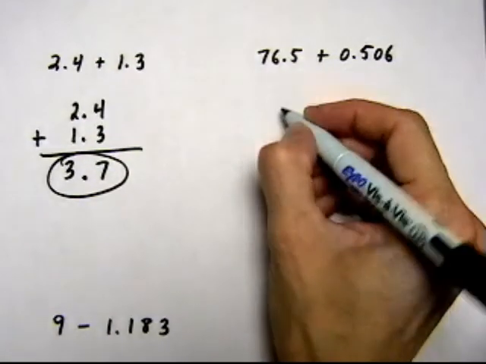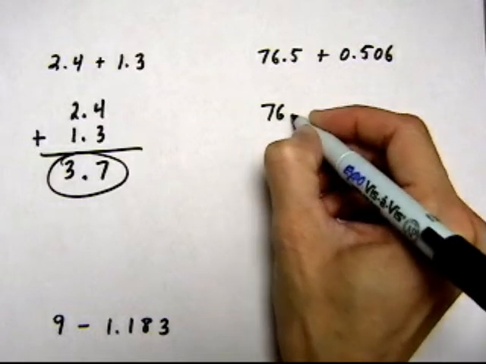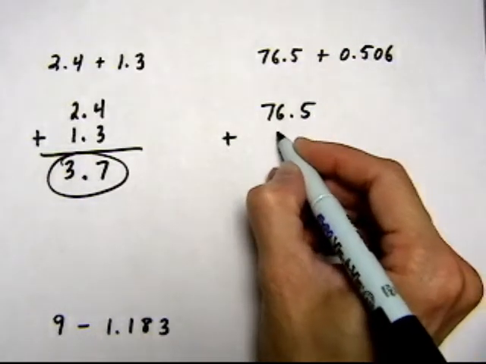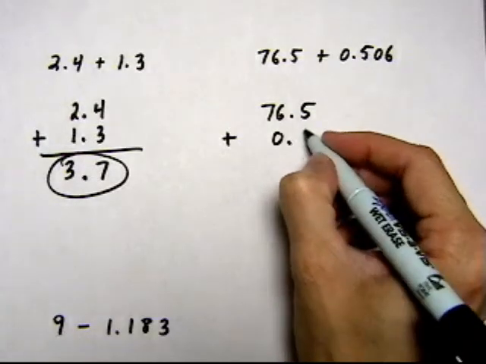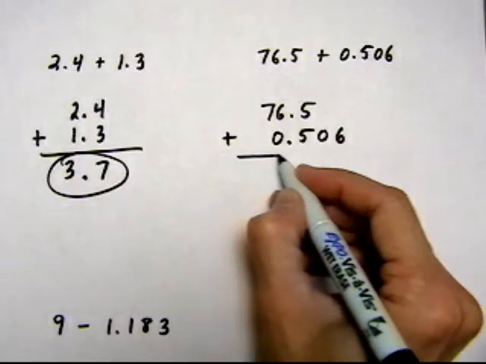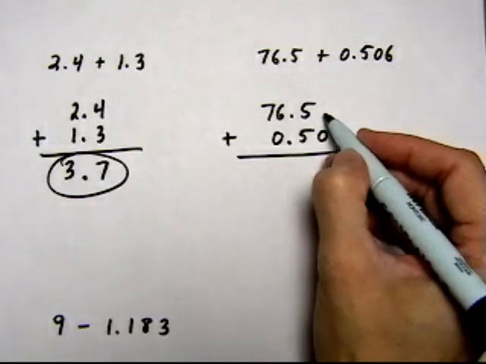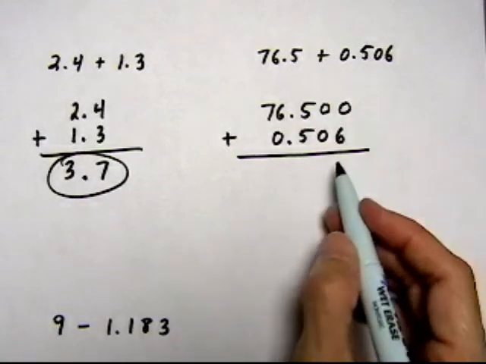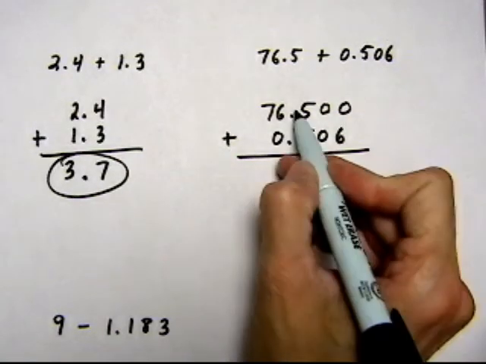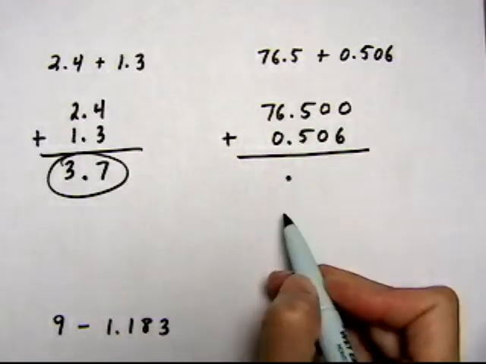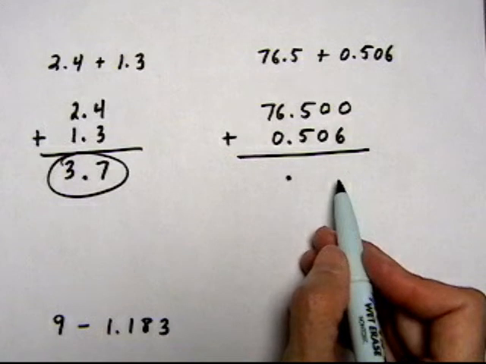So the next one, we're going to do the same approach. We're going to rewrite it as 76.5 plus 0 point 0.506, and I'm going to make sure to line it up so the decimal points line up. And we'll add those up. Now, just so it doesn't look funny, I'm going to put zeros here just to fill the empty spaces. And again, I'm going to take my decimal point, line it up in the answer right underneath, and then I'm going to ignore it. I'm just going to do the addition.